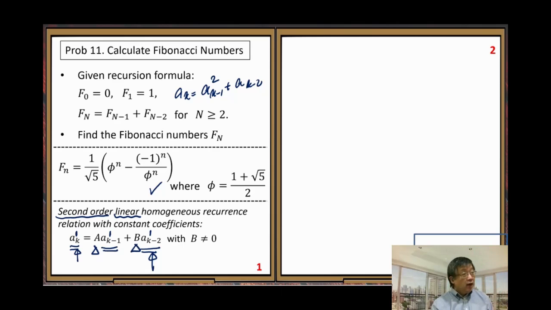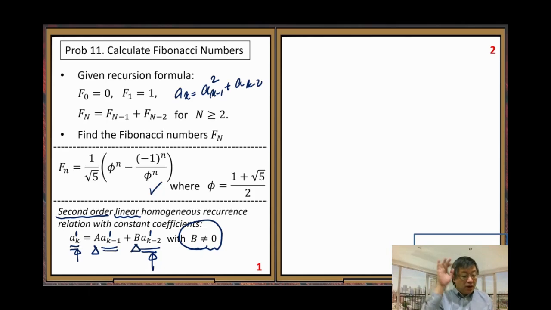Here, let me explain why B is not allowed to be 0, because if B is 0, it becomes first order, right? The B term is gone. Then you only have the A term. Then the difference is 1. So it will be a first order linear recurrence relation with constant coefficients.